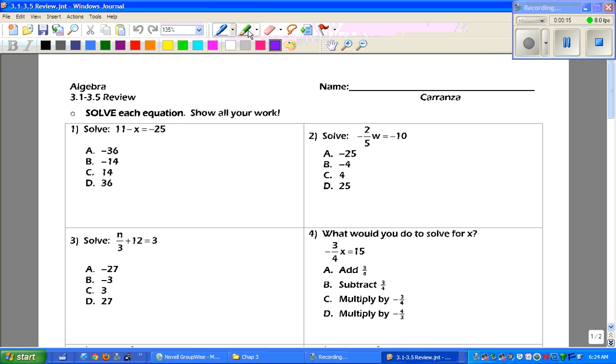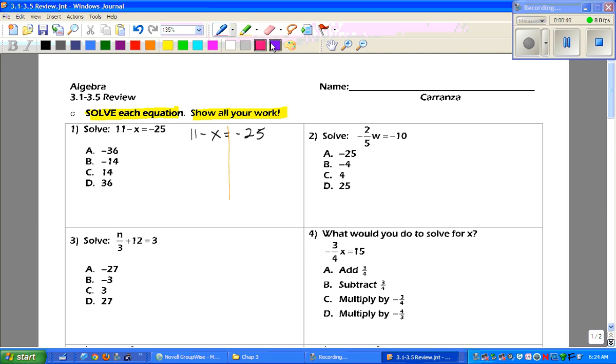Now, if we read the directions, it says to solve each equation and show all of our work. So, for this one, I'm just going to rewrite the problem right here so I can do a better job of showing my work. We have to solve for x. I'm going to draw the line down the middle.